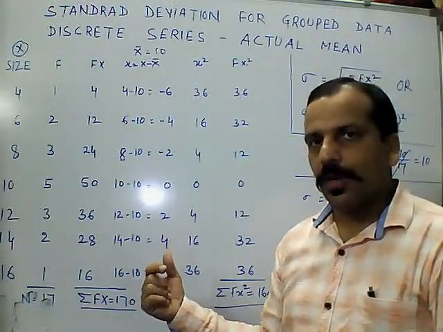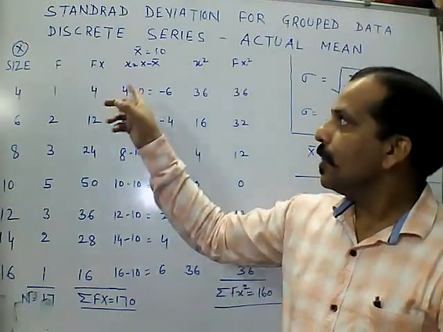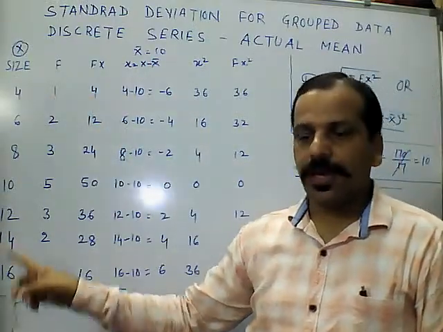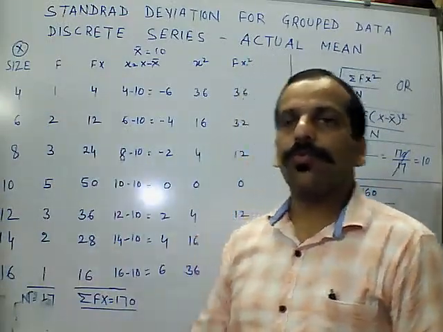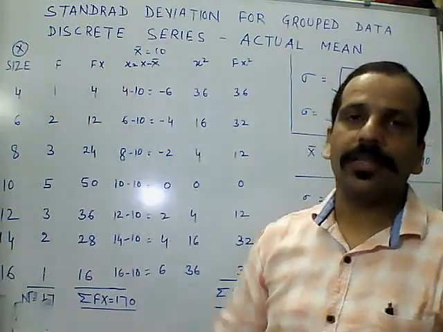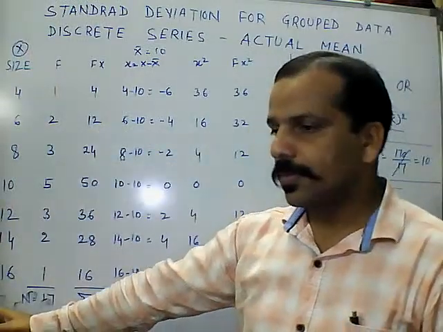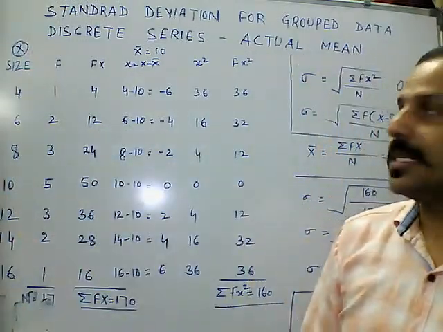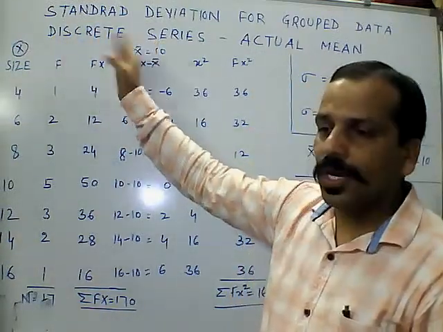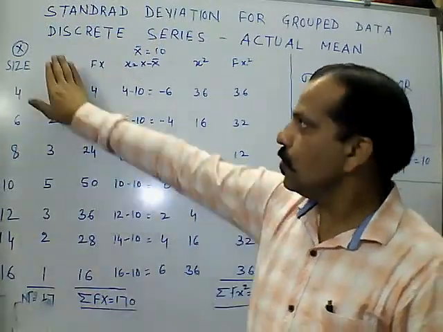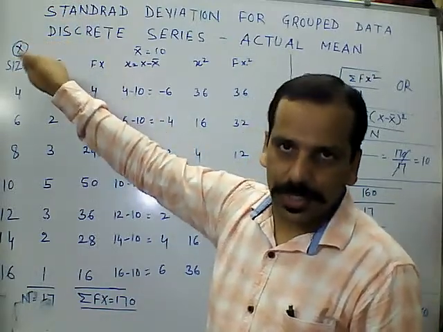Keep in mind a very important point. We always find the deviation from the size, not from the frequencies. Deviation is always from the given values or series of values, the given data. There is no role of the frequencies in the deviations, so don't consider the frequencies here. Always concentrate on the given data.